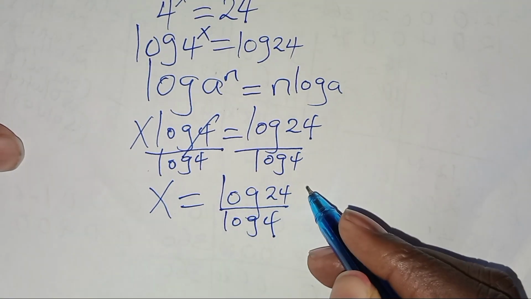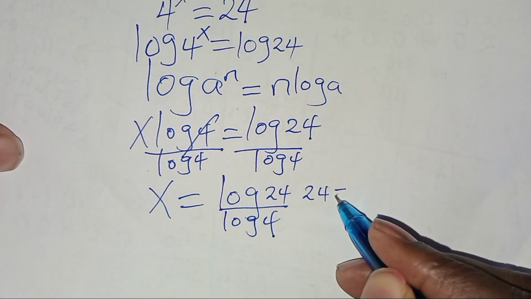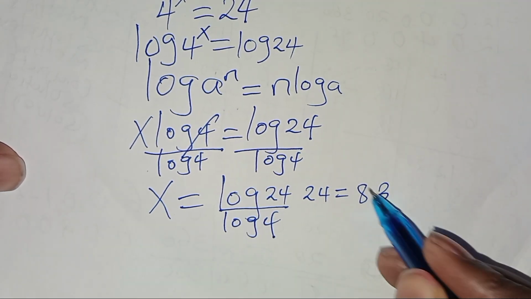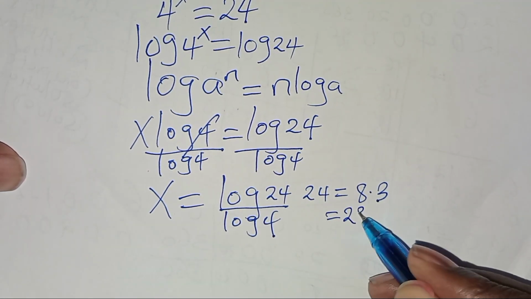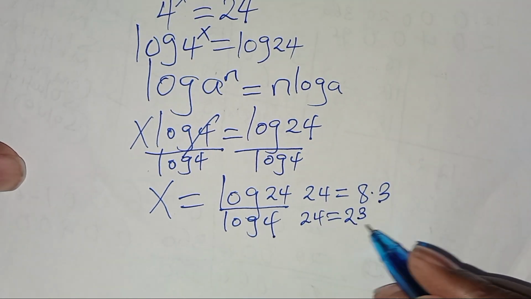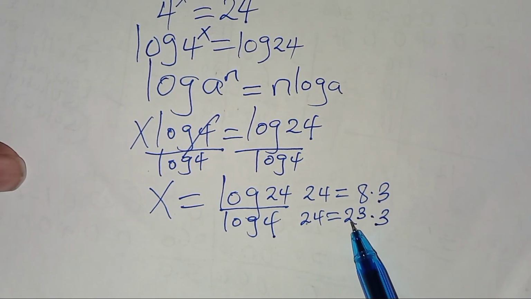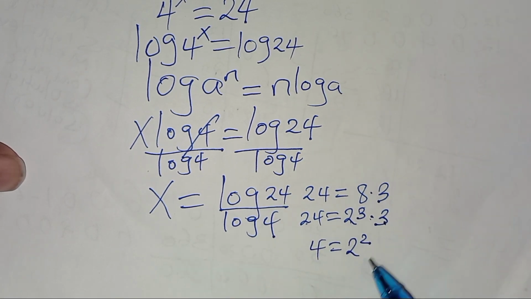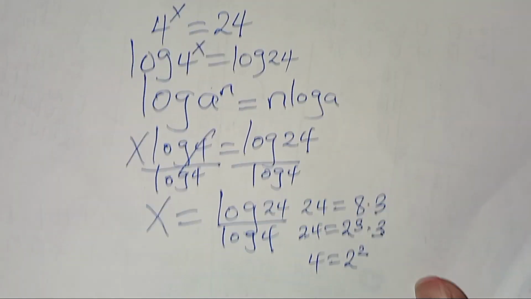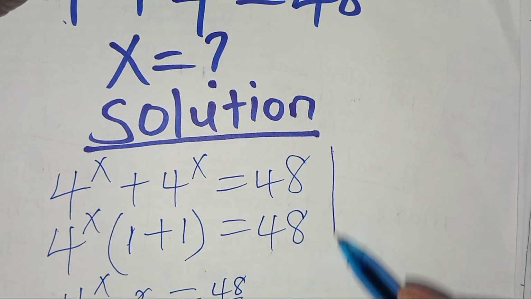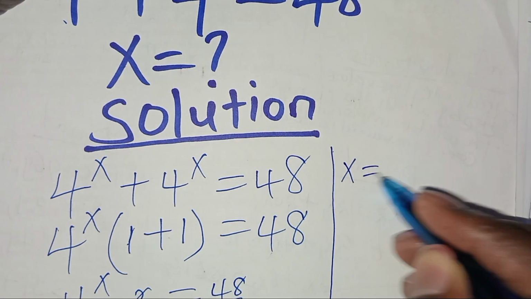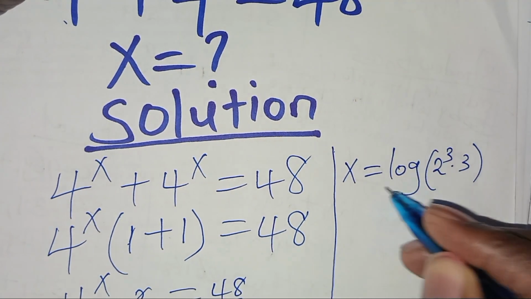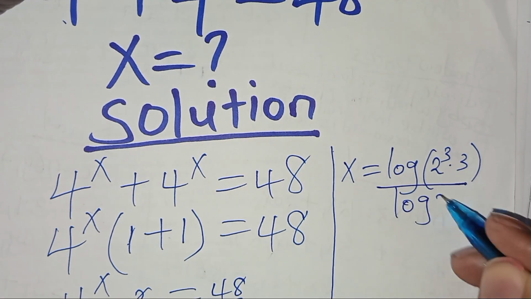So we can express 24 as 8 multiplied by 3, and we can express 8 as 2 to power 3. So that means that 24 can be expressed as 2 to power 3 times 3, and 4 can be expressed as 2 to power 2. So let's substitute this. Now here, we'll have x is equal to log 2 to power 3 times 3 divided by log 2 to power 2.